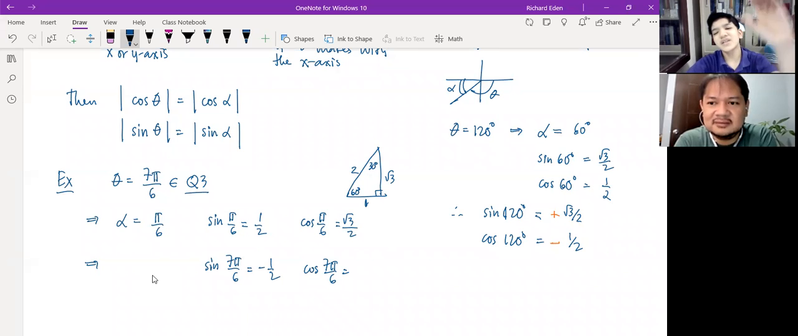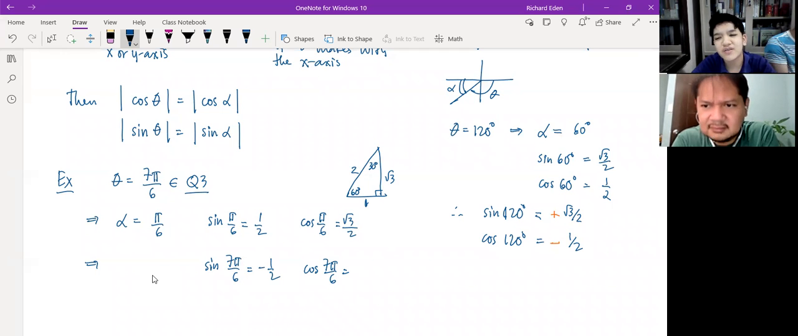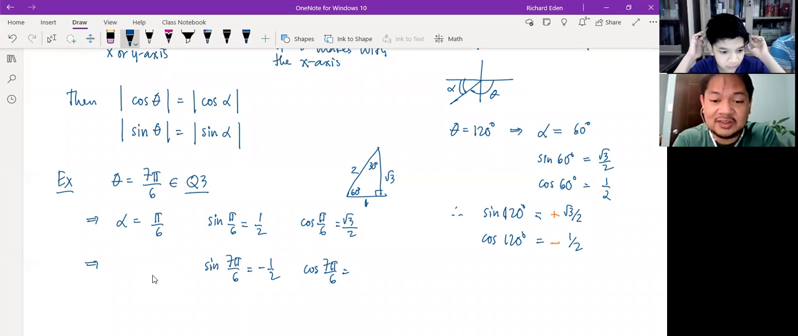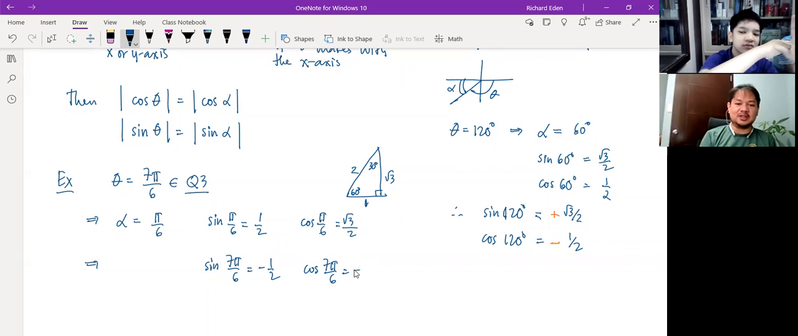What about tangent? Negative in second and fourth, so it must be positive in first and third. So if it's positive in first and third, and sine is negative, then cosine should be negative because the negatives will cancel out. Actually, it's simply this: x coordinates are negative in the second and third quadrants. That's why cosines are negative in the second and third quadrants. So this is now negative square root of 3 over 2.